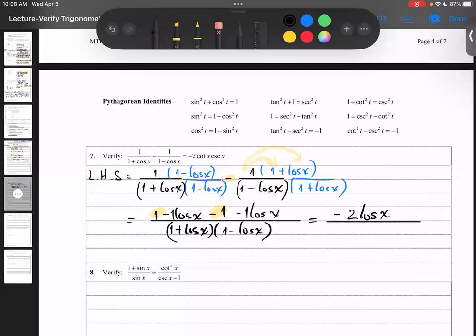Now, the bottom. Do you see anything familiar about the bottom? In terms of Euler algebra, what is that? Yeah, a plus b times a minus b, right? Here a is 1 and b is cosine x. So this becomes what?